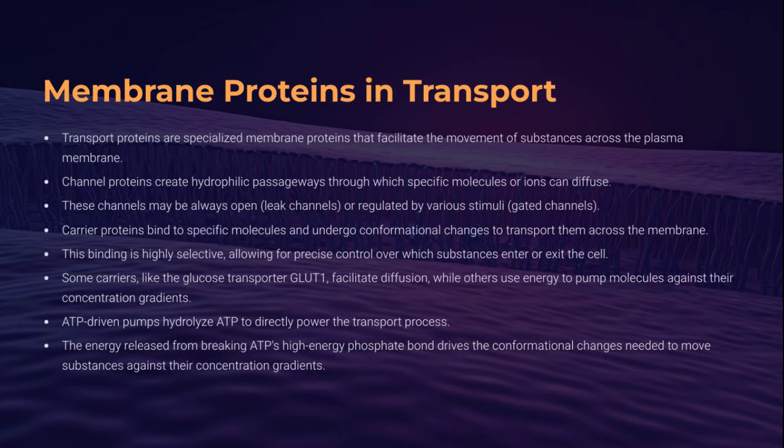Transport proteins are precision gates. Channels open selectively, carriers reshape to ferry molecules. ATP-powered pumps go against gradients like cellular Olympians. GLUT1 for glucose, sodium-potassium pumps for voltage. Every transporter is a guardian of cellular balance.